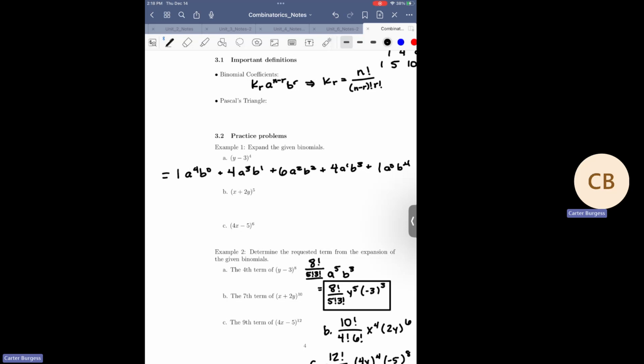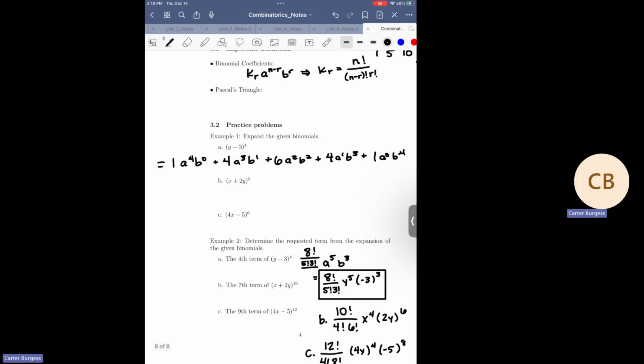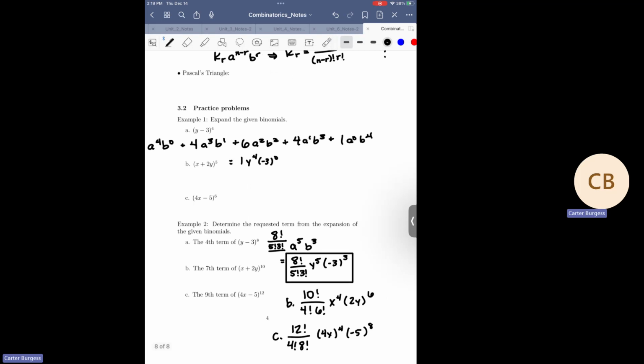Now, of course, in this case, that's not our answer because we have specific values of a and b. What is a? What is b? A is y, b is -3. And so really what we get here is 1 times y to the fourth times -3 to the 0. Again, you don't need to include the 1. You don't need to include the to the power of 0. I am simply doing that to make a point that we have 4 y's and 0 -3's.